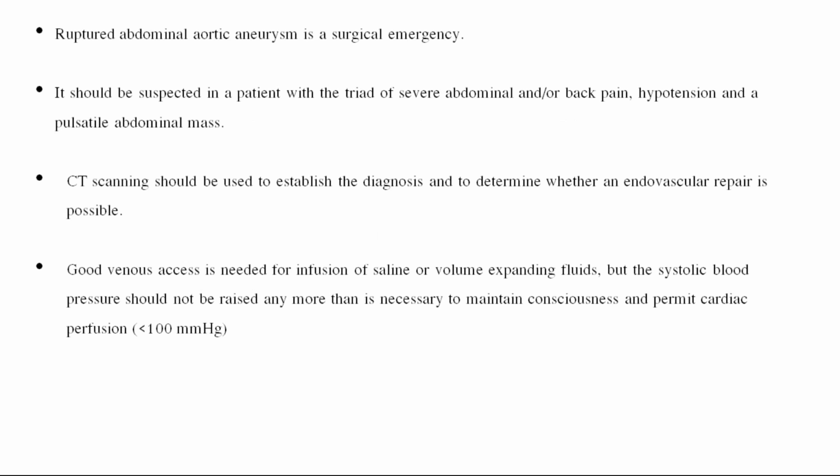So ruptured abdominal aortic aneurysm is a surgical emergency. So it should be suspected in a patient with the triad of severe abdominal pain or back pain associated with hypotension and a pulsatile abdominal mass, which is visible in the epigastric, supraumbilical region. So CT scanning should be used to establish the diagnosis and to determine whether an endovascular repair is possible or not. So good venous access is needed for resuscitation, because the patient may be in shock.